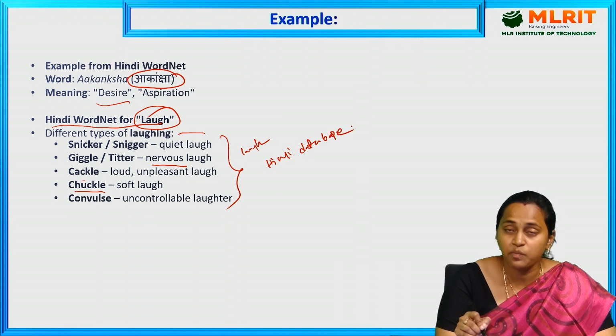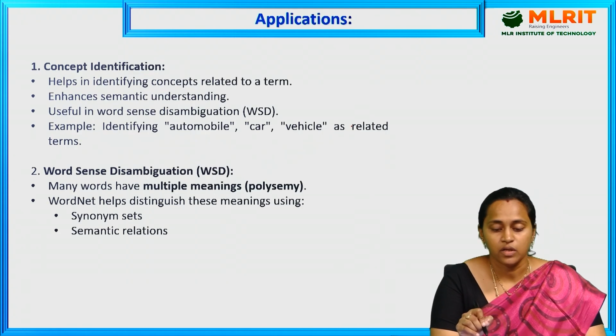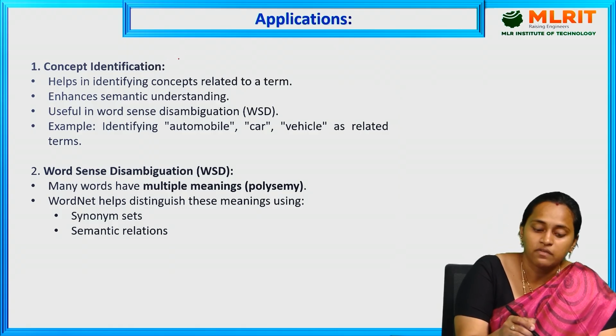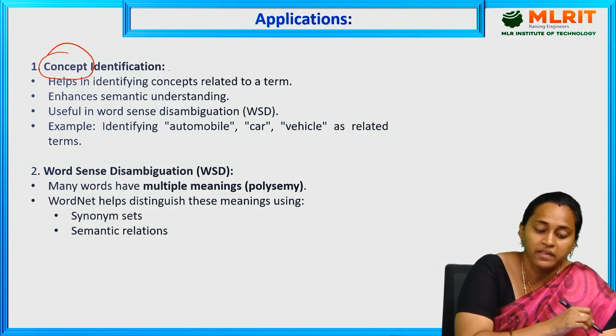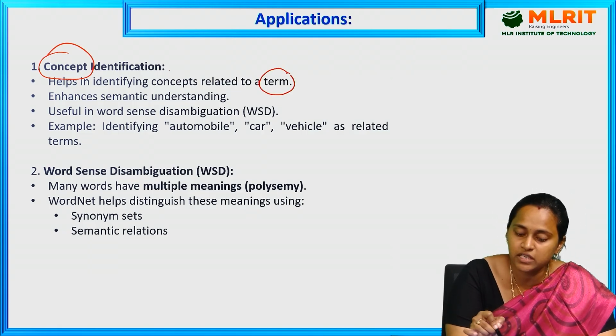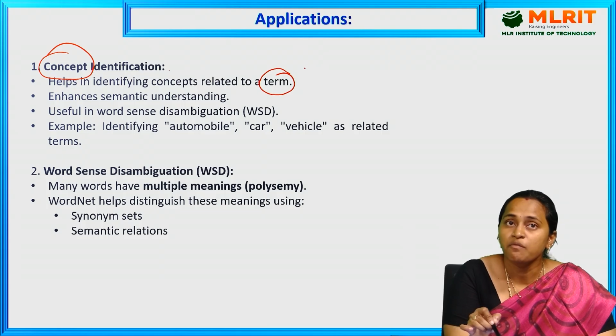There are some examples of the WORDNET. It means word. See the applications of the WORDNET, right? So what is the first one? First we have to identify the concept, based on the help of some related terms. That means by using previous terms, we can identify the concept.